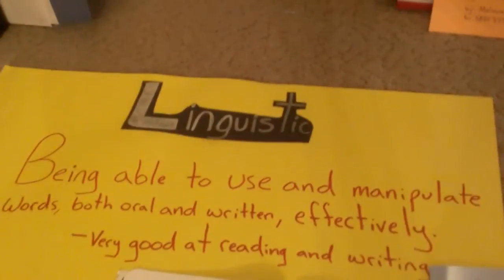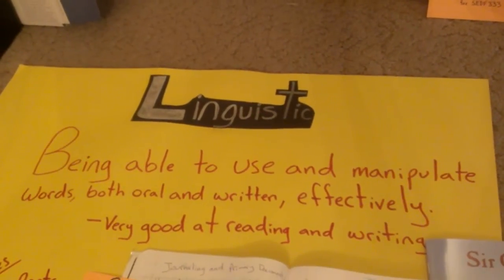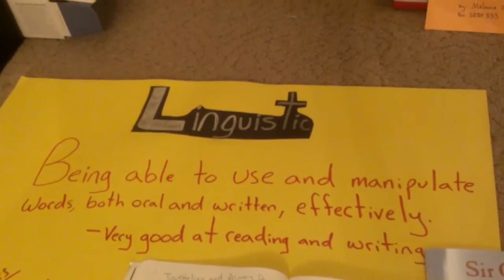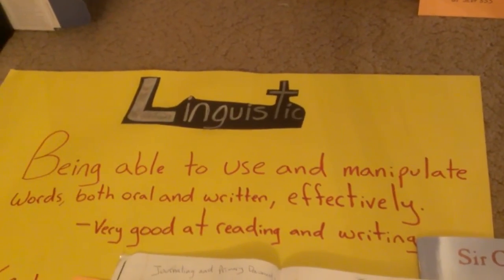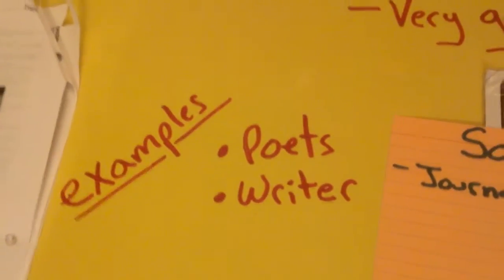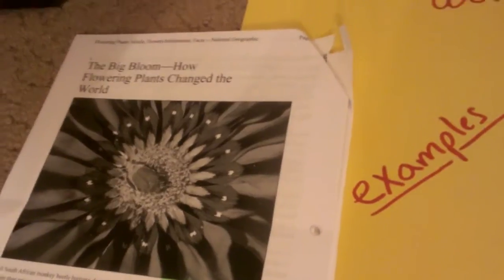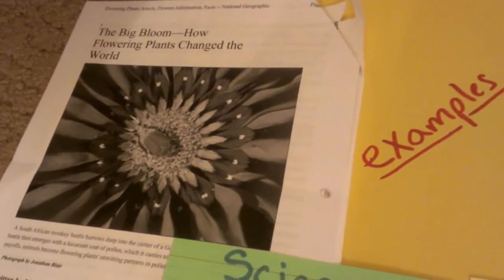Linguistic is being able to use and manipulate words, both oral and written, effectively, which basically translates to these people are very good at reading and writing. Some examples of linguists are poets or writers. As far as how you'd use it in science would be articles or poems. I have right next to it here an article called The Big Bloom, which I got off of National Geographic.